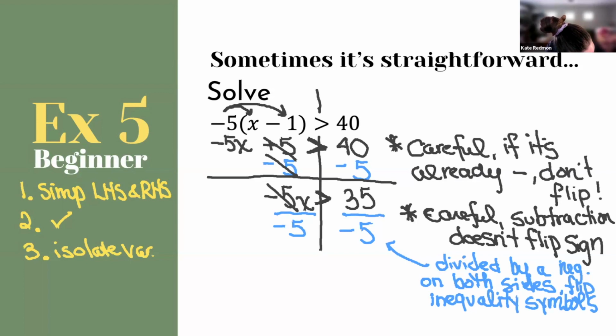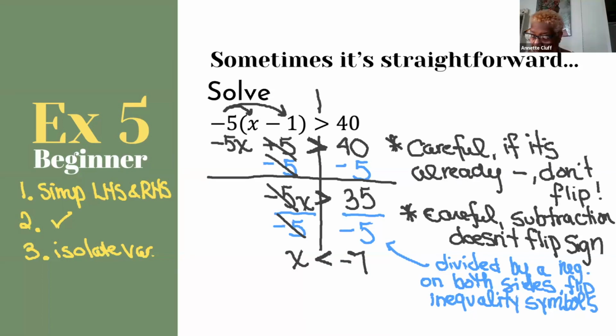So multiplying and dividing by -5 are opposites. They're still going to cancel like they always have, so that x is alone. 35 divided by -5 is still going to be -7. Well, the change that I made changed the signs, and therefore I must flip the inequality symbol. Instead of a greater than, I now have a less than.